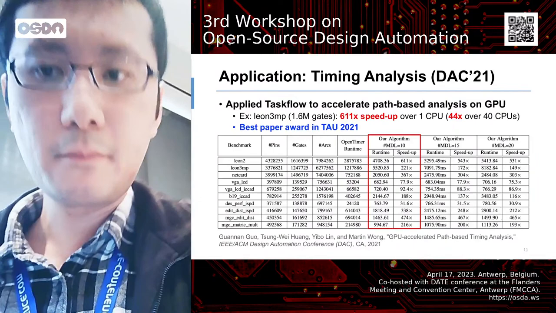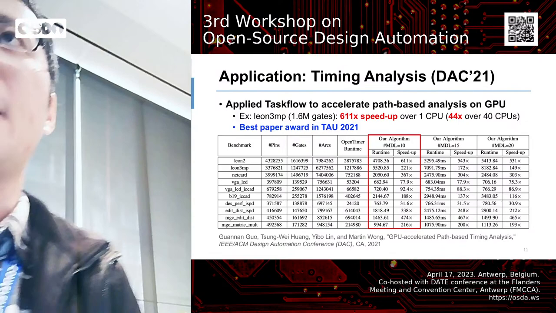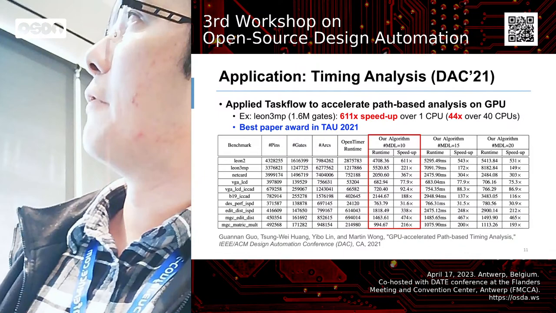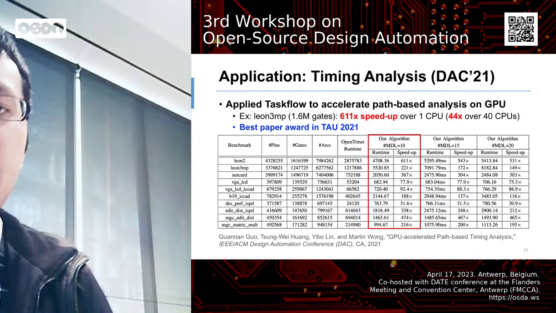So this is the sample result that shows with Taskflow, we are able to achieve over 600x speedup. And of course, that is also part of the reason by using GPU. Over the baseline with one CPU and with 40 CPUs, our solution can also be 44x faster.